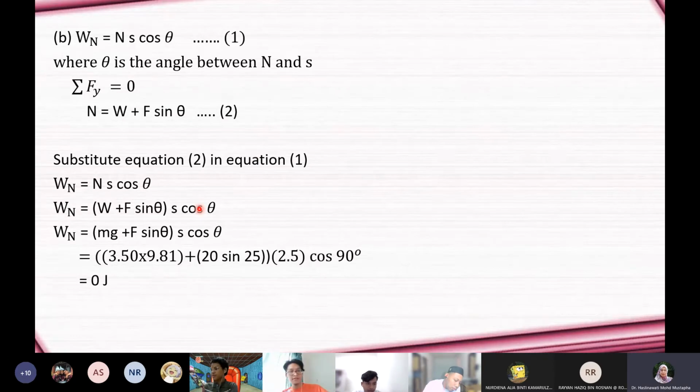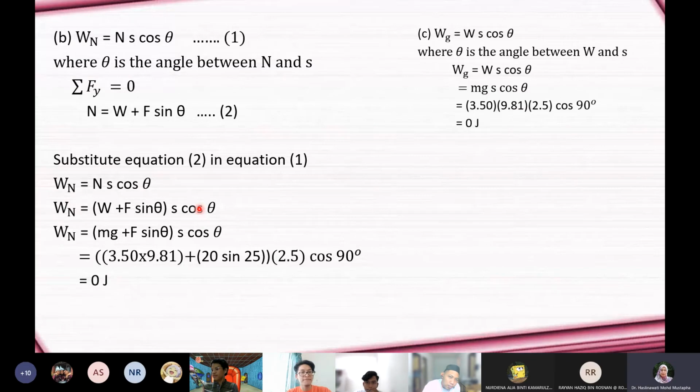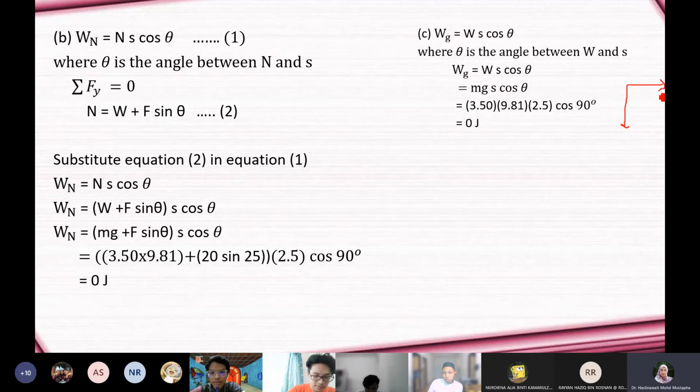Yes, betul. Alright, we go to C. Okay, what is the question for C? Work done by the force of gravity. Okay, so WG is equal to Ws cos theta. Okay, theta is the angle between W and S. So you need to identify W and S. So W ke bawah, S ke kanan. So W ke bawah tadi kan. So S ke kanan. So ini adalah 90 darjah. Okay, so theta dekat situ adalah 90 darjah.